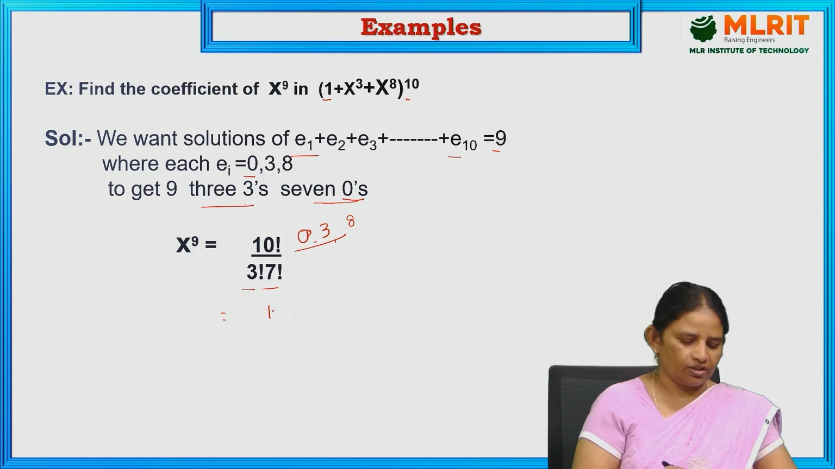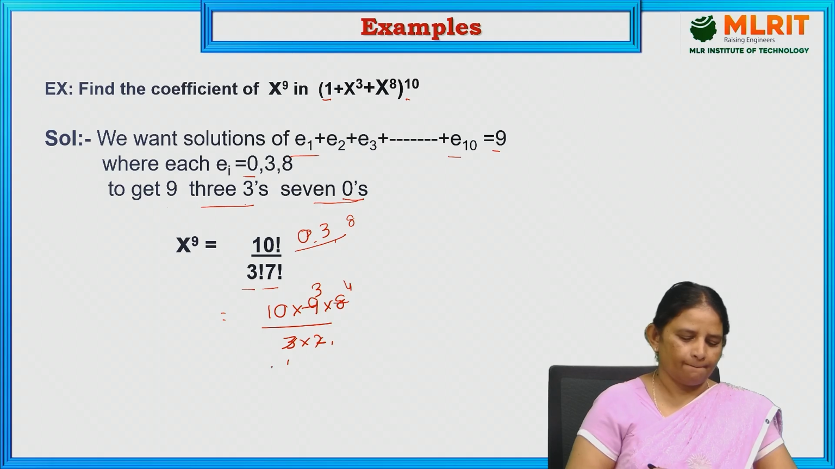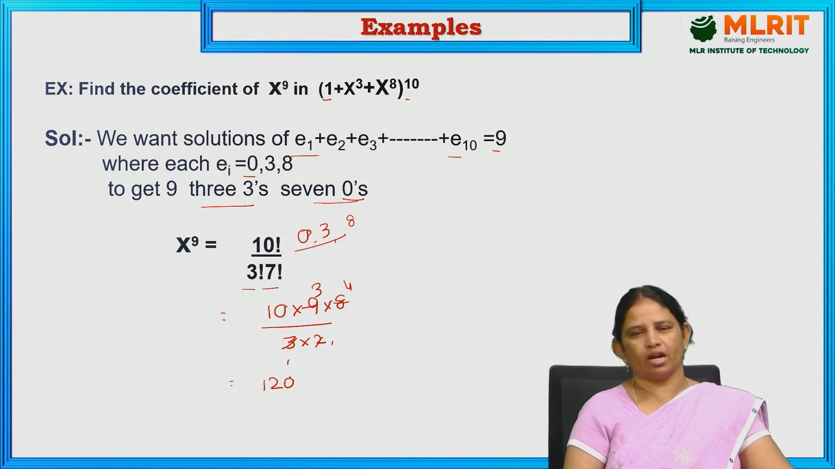That is equal to 10 into 9 into 8 divided by 3 into 2. That means 4 3s are 12, 12 into 10, 120. That is, the x to the power of 9 value is 120.